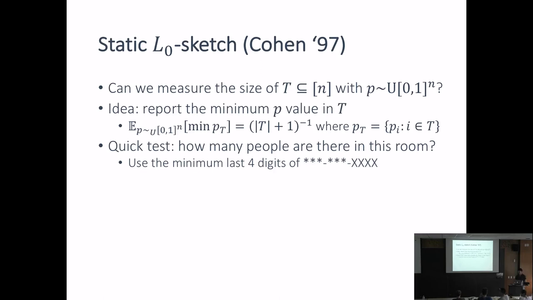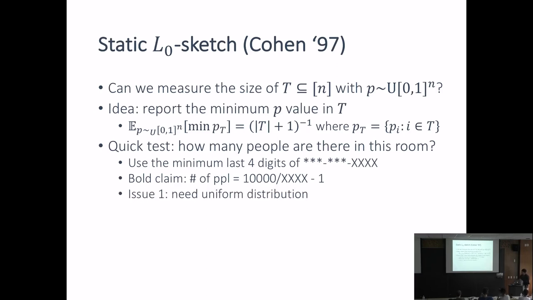Okay, so this is the minimum number. So the number of people in this room will be 10,000 over 777. That number is roughly 14, so it's like 13 people. So this is wrong. Somebody must have a smaller number.